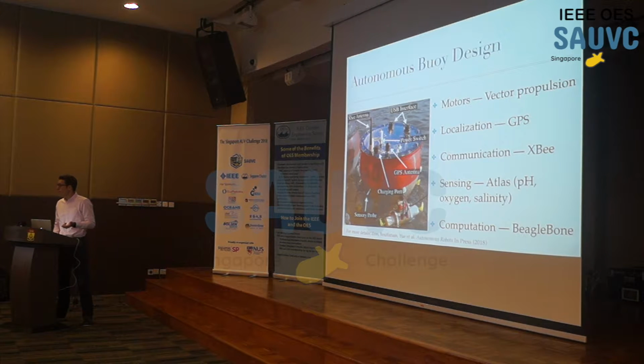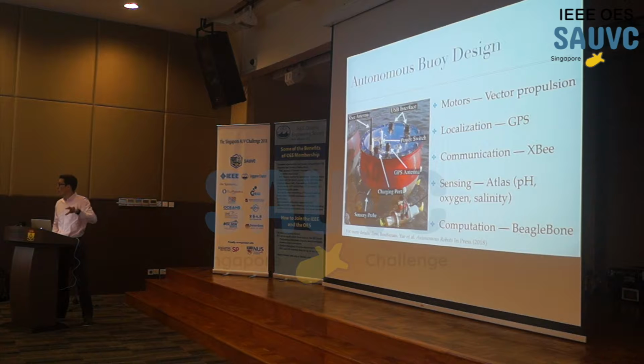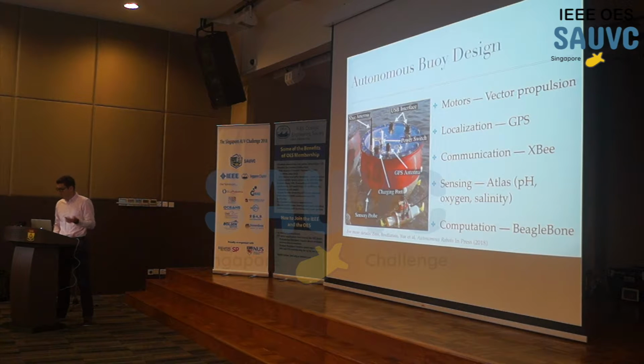GPS antenna, that's pretty important. We need localization. When you want to track a specific feature at a given location, you need to know where the other units are such that you essentially share the load of the work. And we also have a computer on board. In this case, we have a BeagleBone. It's equivalent to a Raspberry Pi, if you want.